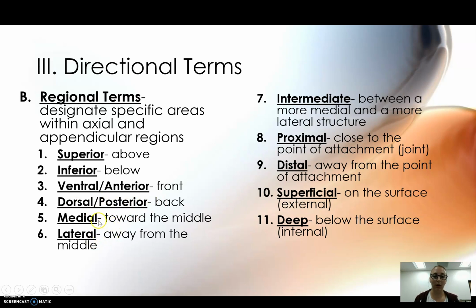Medial and lateral, again, they are opposites of each other. Medial means towards the middle. Lateral, so if you have lateral movements, that means you're going side to side. Intermediate means it's going to be kind of in the middle of the middle. So it kind of cuts right here.